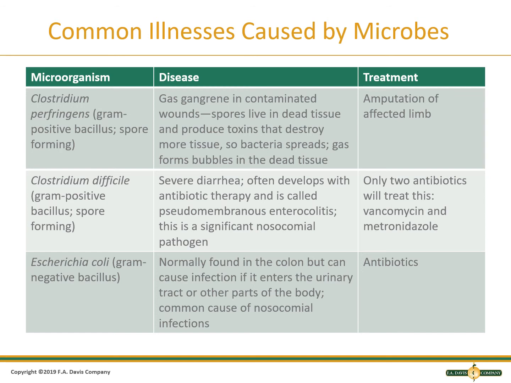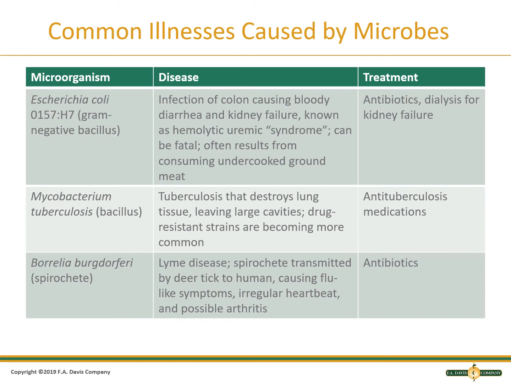E. coli, or Escherichia coli, is normally found in the colon. It's actually a normal microbe. But it can cause infection if it enters the urinary tract or other parts of the body. And it is also treated with antibiotics. Here's another type of E. coli, and it is an infection of the colon causing bloody diarrhea and kidney failure, known as hemolytic uremic syndrome.